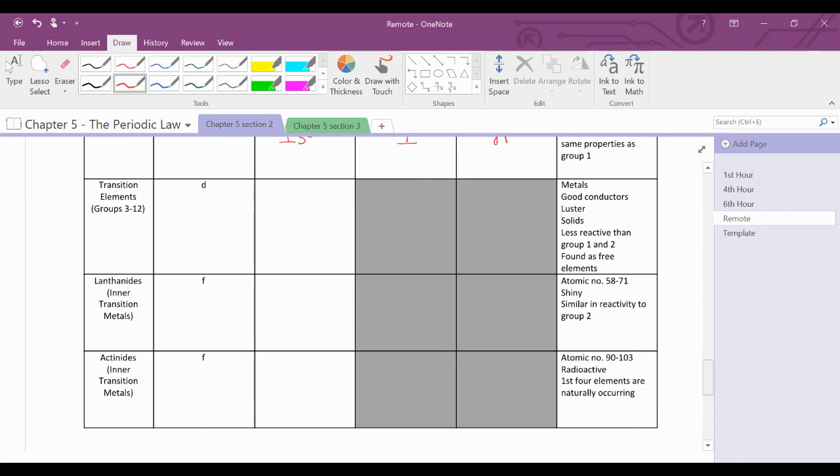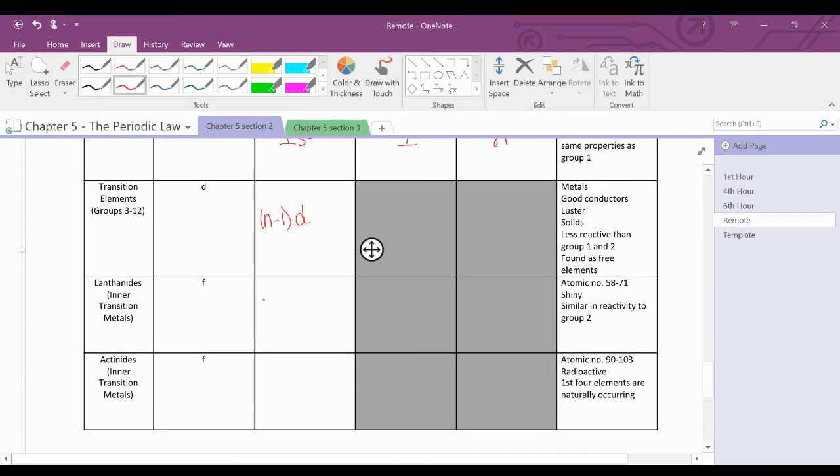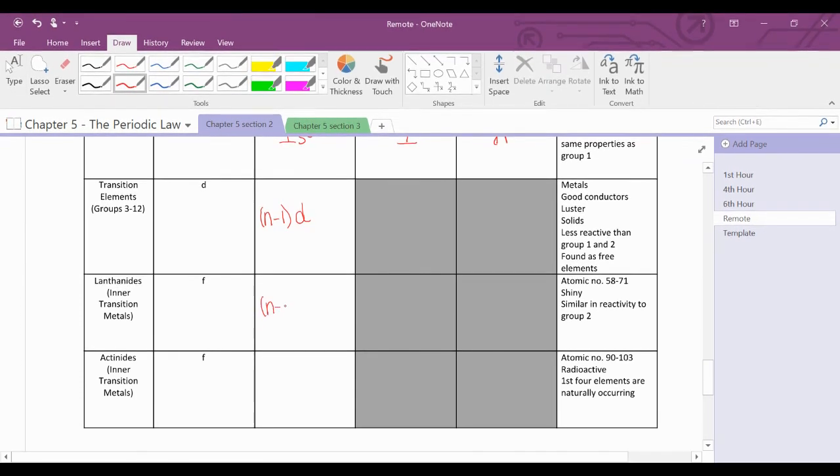All right, but we can talk about group configuration. So we know from our discussion of electron configuration, if I take the period and subtract 1, that would give me the energy level for the D block. And for the lanthanides and actinides, if I take the period number and subtract 2, this would give me the energy level for the F block. All right, so now you have all of the notes for your table for Trendsetter Part 2.